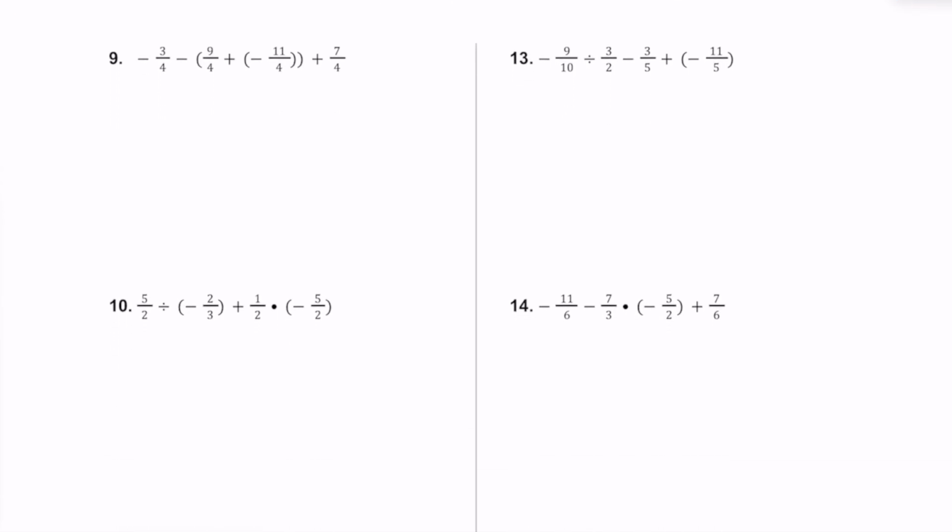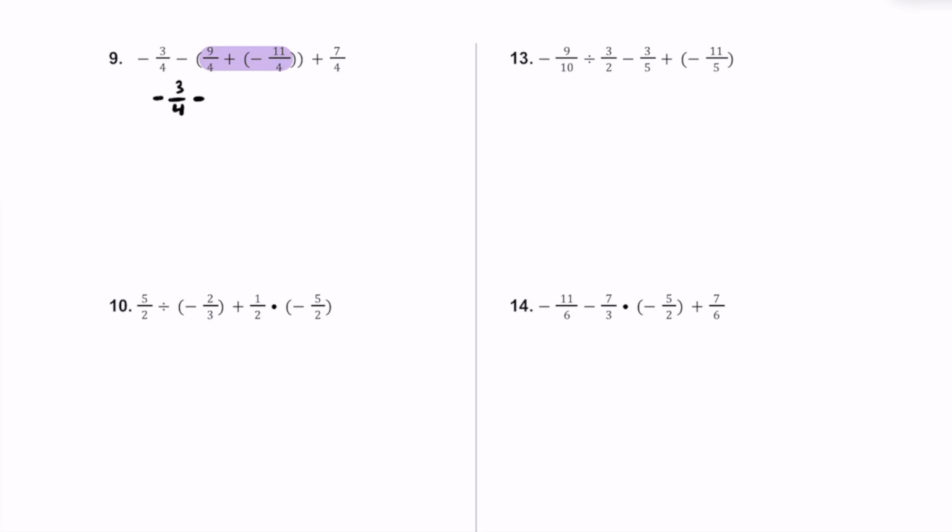For number 9, it looks like we have parentheses that are being introduced to the problems here. So between subtraction, addition, and addition, it doesn't really matter. We have to look inside the parentheses or the grouping symbol first. So that takes priority. Looks like we have common denominators, which is really nice. I'm going to copy down this negative 3/4 here and then subtract what?